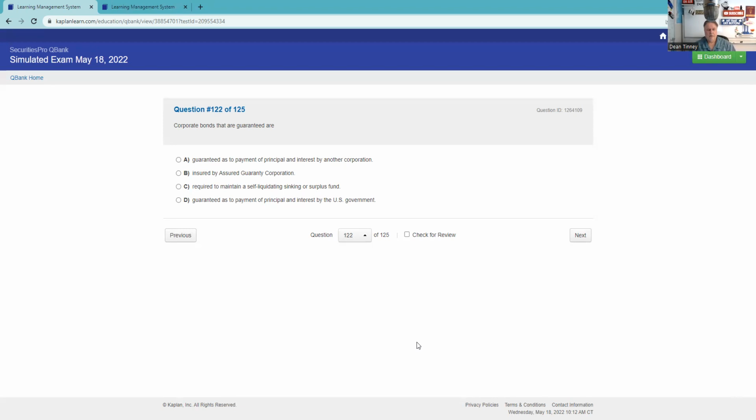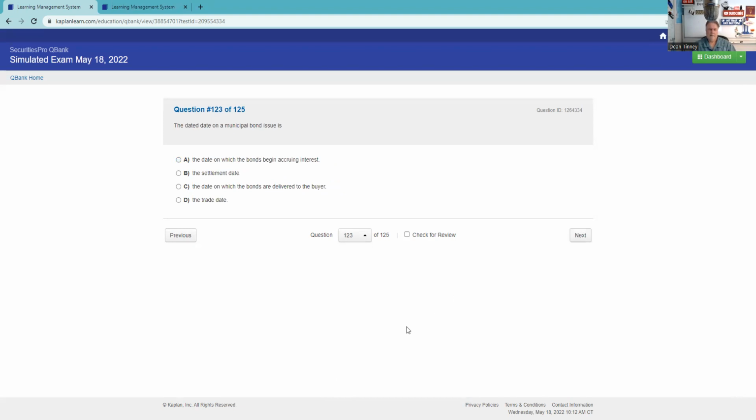Corporate bonds that are guaranteed are guaranteed as to the payment of principal by another corporation, usually the holding company. But yes, that's true. So this is A. You're going to get tested on types of bonds. I have a lecture called Ford Bond, not James Bond. I highly recommend it. If there were truth in labeling, this would not be called the stockbroker's test. It would be called the bond broker's test. There are way more questions on bonds than stocks.